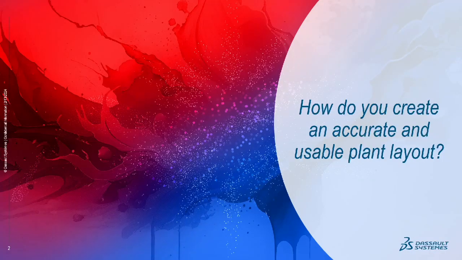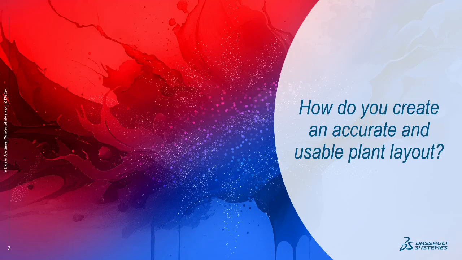So how do you create an accurate and usable plant layout? And the keyword there being usable, because a lot of times we have plant layouts, but they're pictures, right? It's not modifiable. We can't do simulations with it. We can't really analyze anything. And DELMIA allows us to do a lot with it.